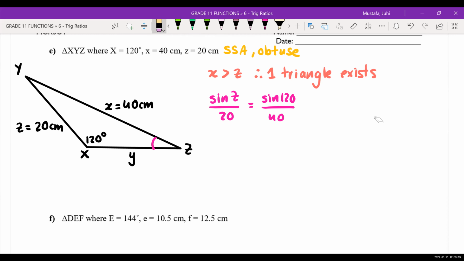So here's another example where we're going to have to use the sine inverse button. It's going to be sine 120 times 20 divided by 40. You don't need to write this step, 0.4330. And then you use sine inverse to figure out the angle, and I'm getting 25.7 degrees.